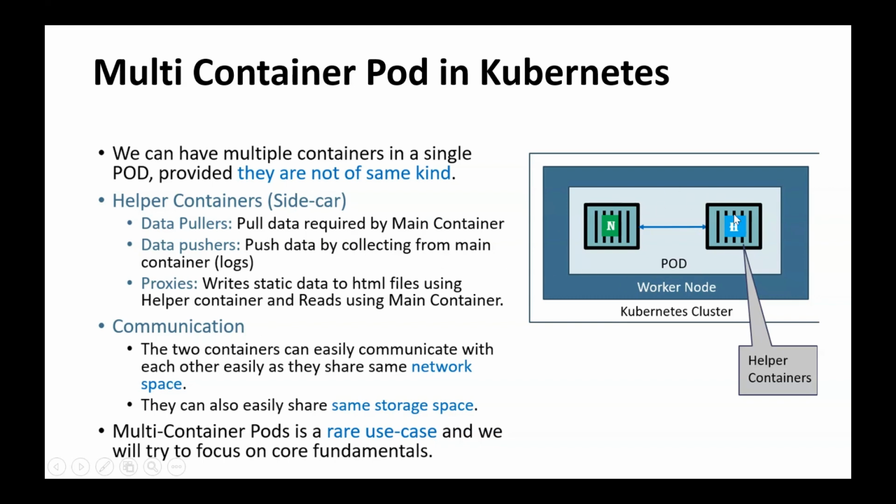If you have a helper container and one main container, since they are in the same pod, they can communicate easily because they share the same network space, and they also share the same storage space. So suppose you are attaching a file share or disk space with your pod, they will easily access the Azure file and Azure disk as well.